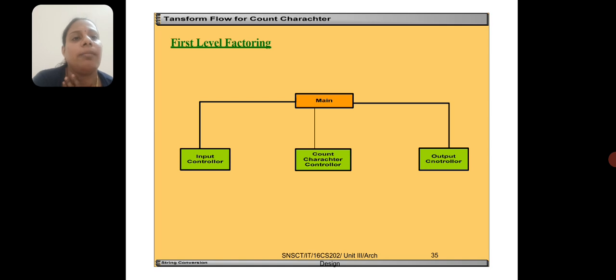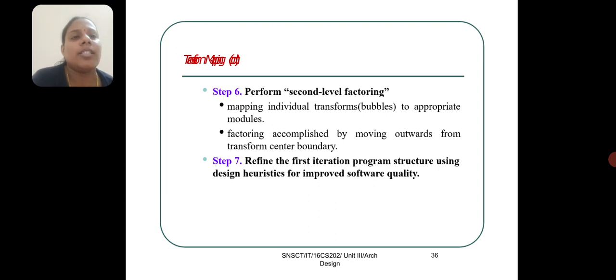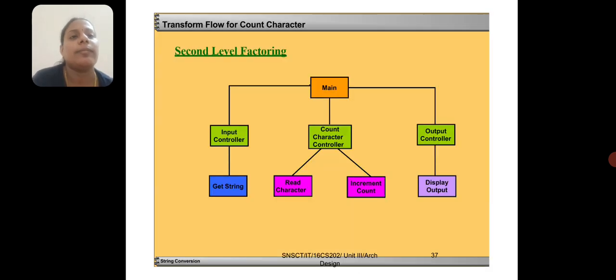First level factoring: main, input controller, count character controller, output controller. And step 6, perform second level factoring, mapping individual transforms to appropriate modules. Factoring is accomplished by moving outwards from the transform center boundary. Step 7, refine the first iteration program structure using design heuristics for improved software quality.